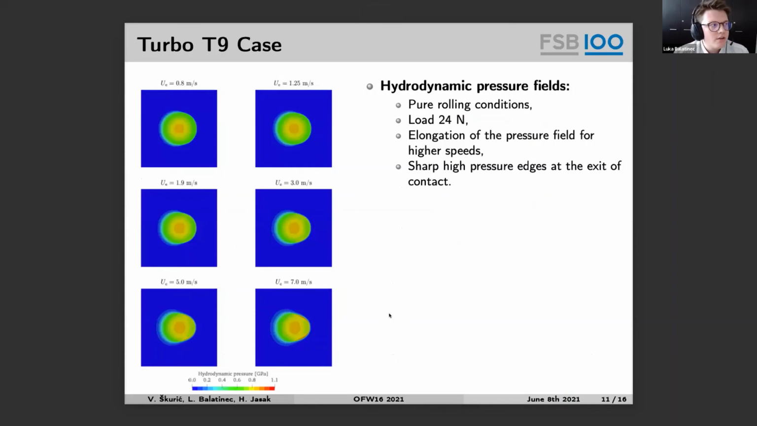Here we can see the hydrodynamic pressure field for pure rolling conditions and a single load. As we increase the values of the entrainment speeds, we can see an elongation of the pressure field, and we also notice sharp high pressure edges at the exit of the contact.